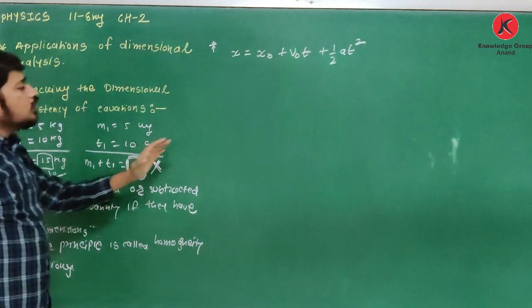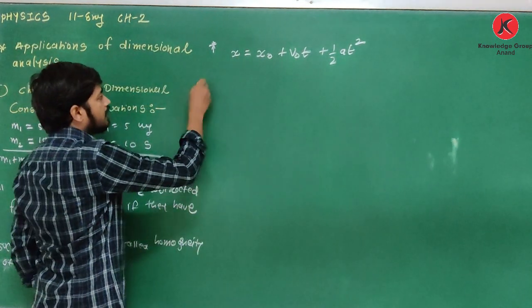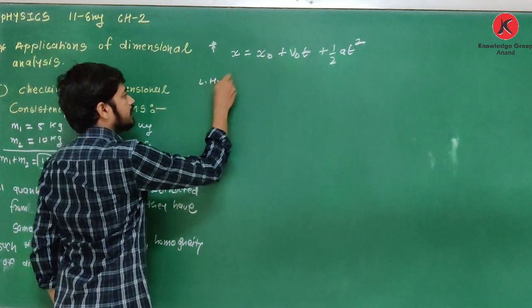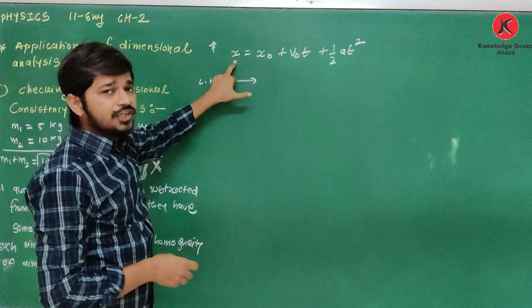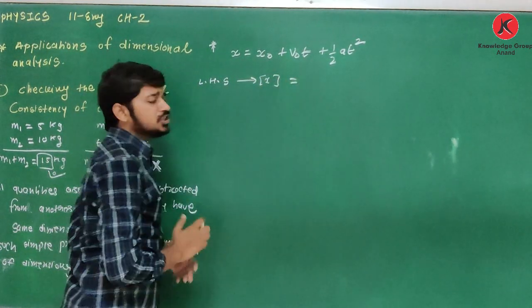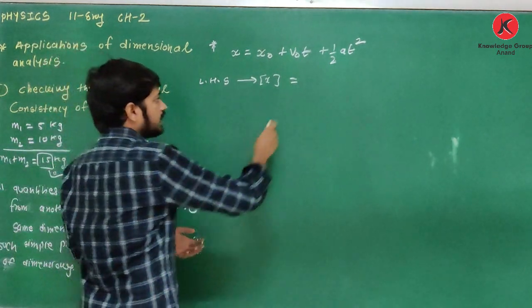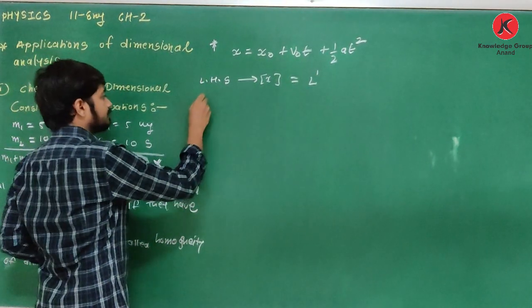Now see, we have two sides, left hand side and right hand side. First of all, left hand side. On the left hand side we have only one term, that is x. And what is x? It is position. So what is the dimensional formula of position? Position means distance, length, and its dimensional formula is L1. Okay, now right hand side.